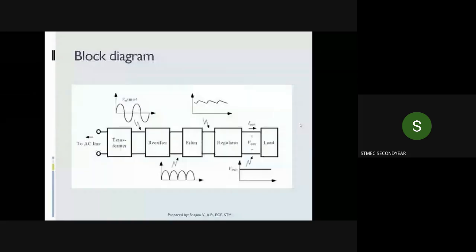Okay, so first of all, you can see the block diagram for this linear regulated power supply.